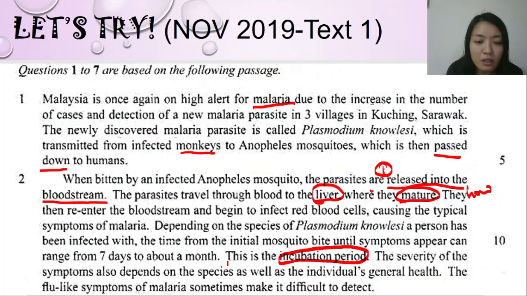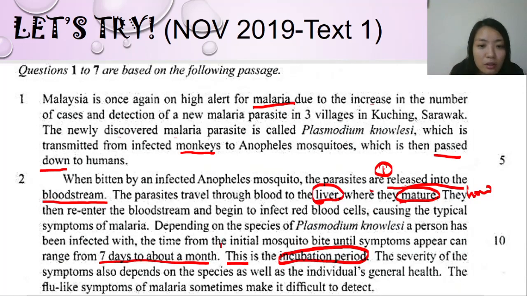This refers to actually this one, 7 days to about a month. So incubation actually means the time that it takes for this malaria to develop. So when a person is infected with malaria, it takes about 7 days to 1 month before the symptoms can appear. All right, and the question says it depends on the person's health.